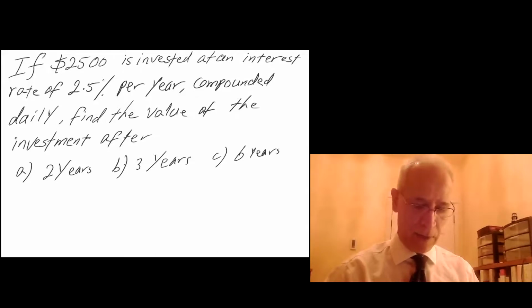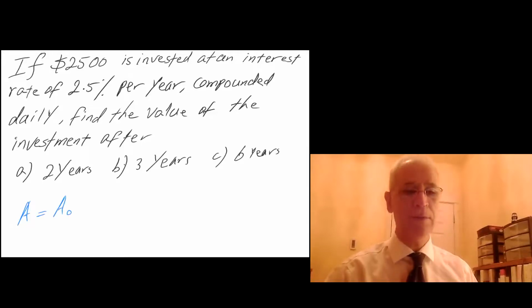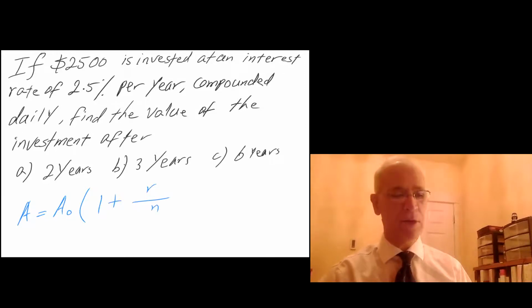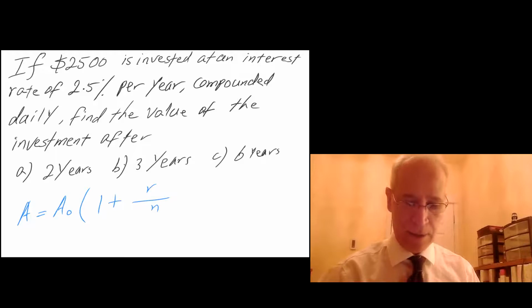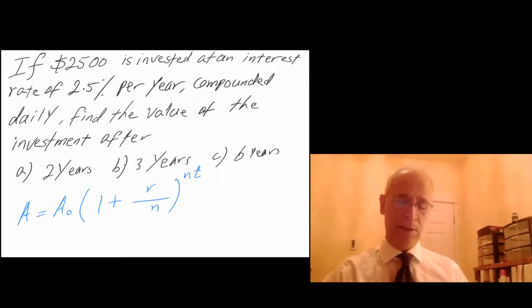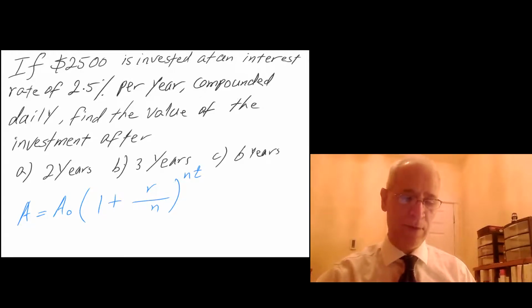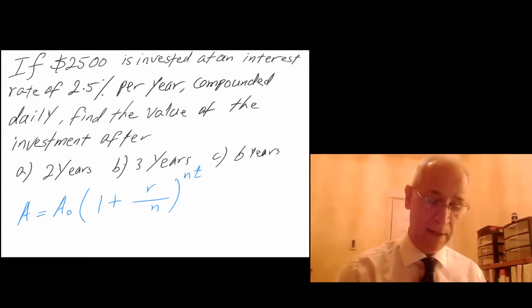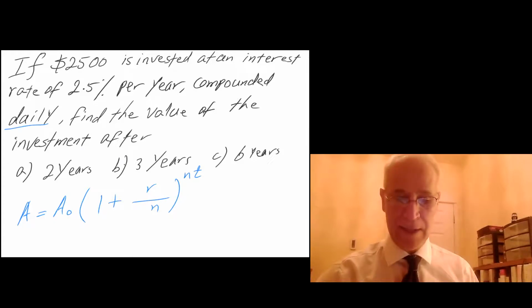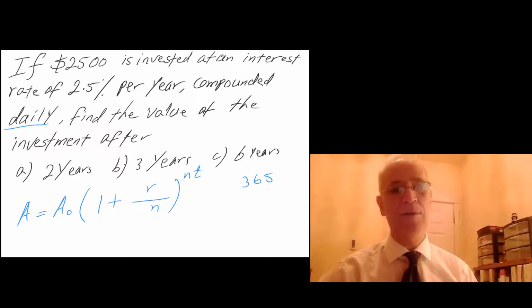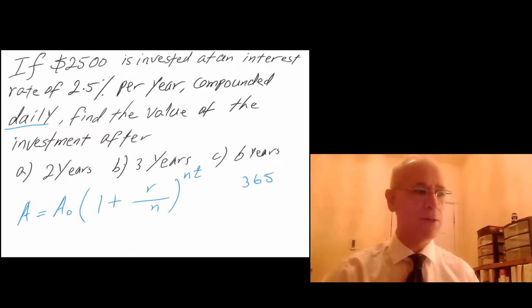I know that the final amount equals the initial amount times 1 plus the rate divided by n, n being how many times it's being compounded, to the power of n times t. And notice that this is saying an interest rate of 2.5% per year compounded daily. And so the agreement is that every year has 365 days. I know we have a leap year every 4 years, but let's not worry about that.